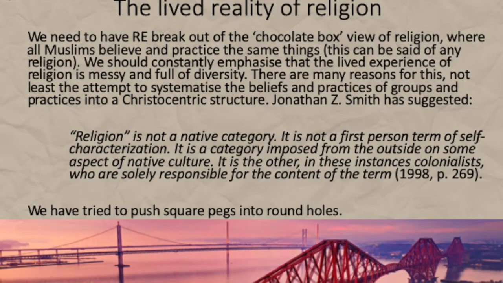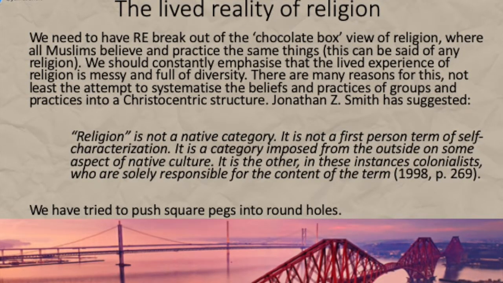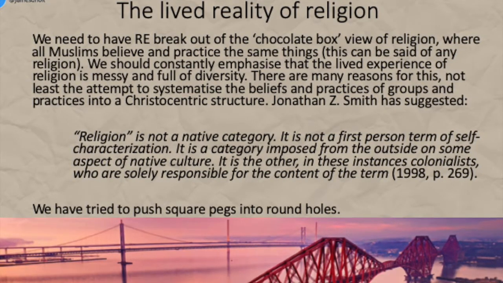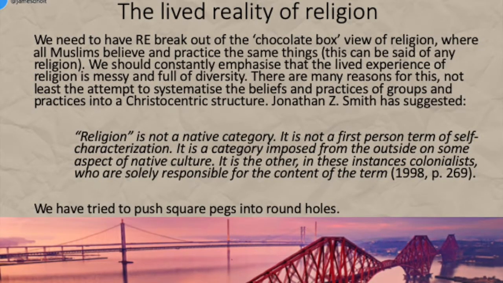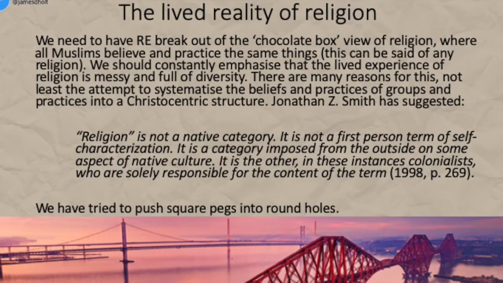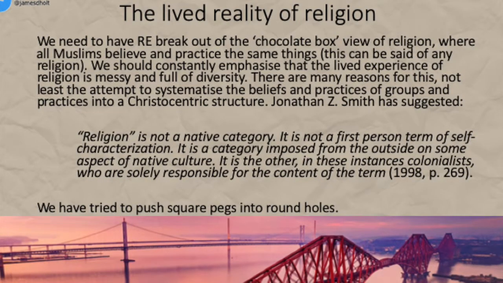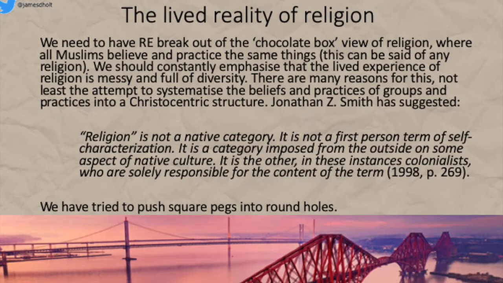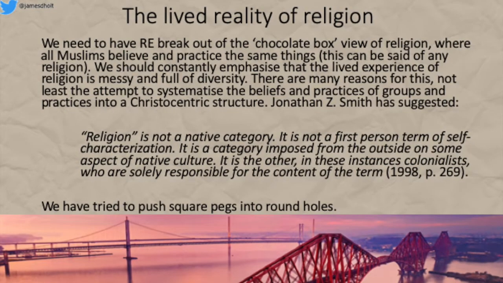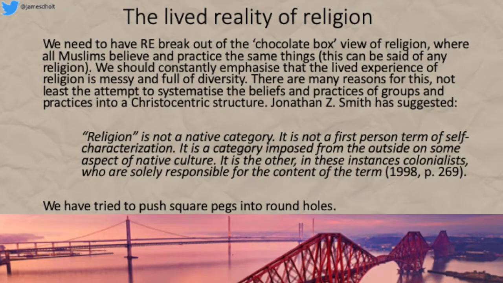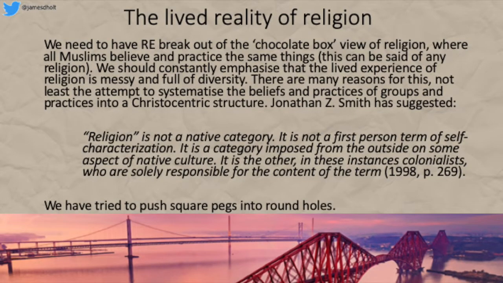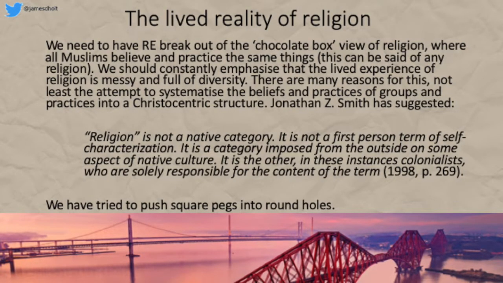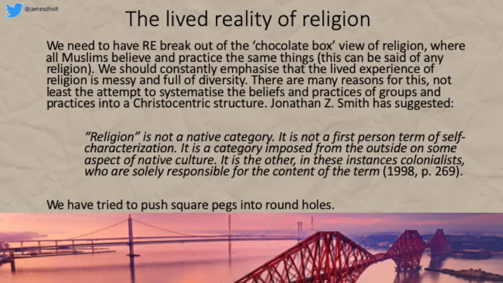And this has its kind of background in a colonial attitude. And what happened is that people in the past have tried to articulate what a religion is by articulating what Christianity is, and then imposing that structure on other religions and also within Christianity itself, and it doesn't fit. And Jonathan Smith suggests that a religion is not a native category. It's not a first-person term of self-characterization. It's a category imposed from the outside. And what he means by that is we've tried to fit religions into neat little boxes. And because it's a lived reality, they don't fit into those boxes.